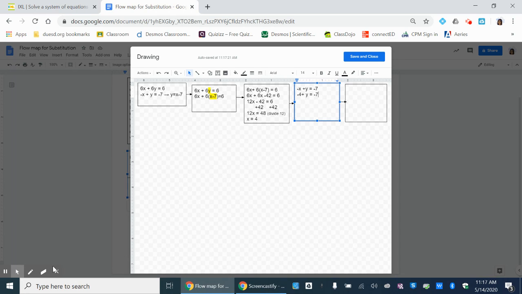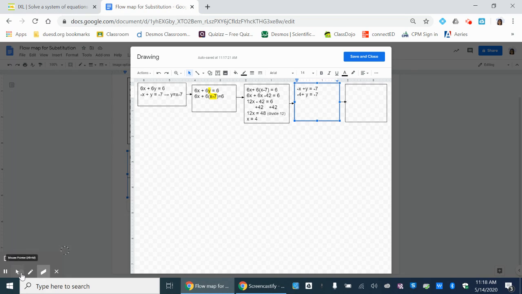Next step would be to add 4 to both sides. So I'll go ahead and use the pen here. What I'm going to do is add 4 to both sides, but I'm going to type it all out. Okay, what I'm doing right now is adding 4 to both sides. Then these will cancel, and I'll bring down y equals, and then negative 7 plus 4 is negative 3.